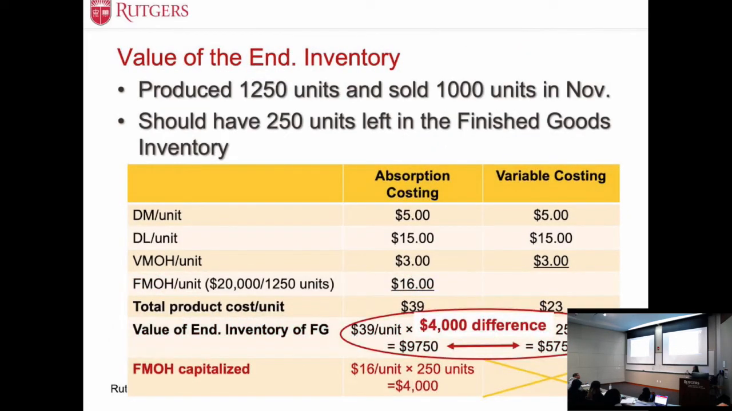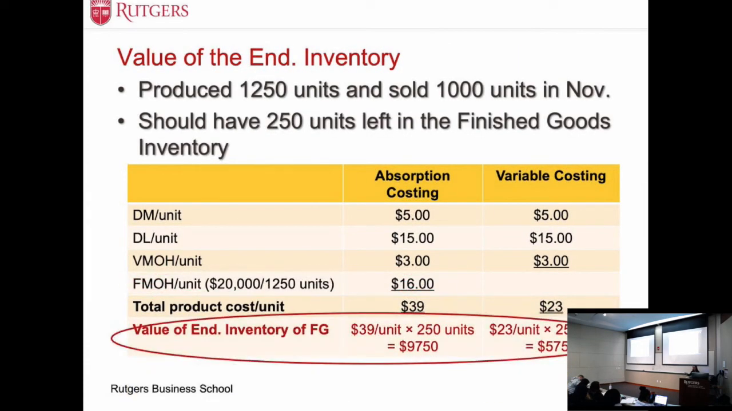I think you will have a better idea if you do some practice. Yeah. Capitalization only happens under the fixed manufacturing overhead? Yes. Can you explain what that is one more time? Capitalization means that it becomes part of the value of the product. We assign the cost to the product, and this process is called capitalization.